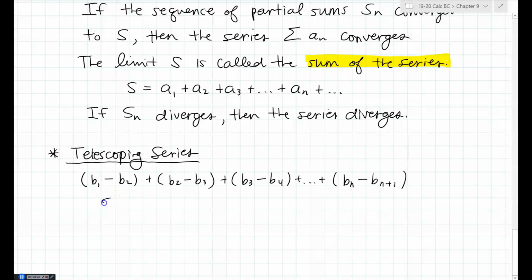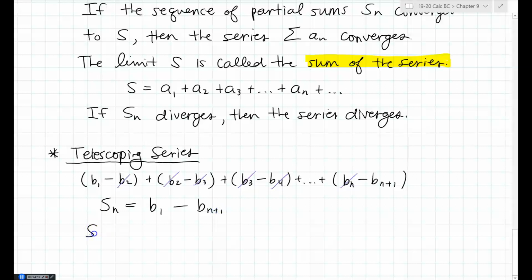So that means that S sub n must be what? What would that be defined as? Think about it. Everything cancels. So it would just be b sub 1 minus b sub n plus 1. Yeah, that's my S sub n.